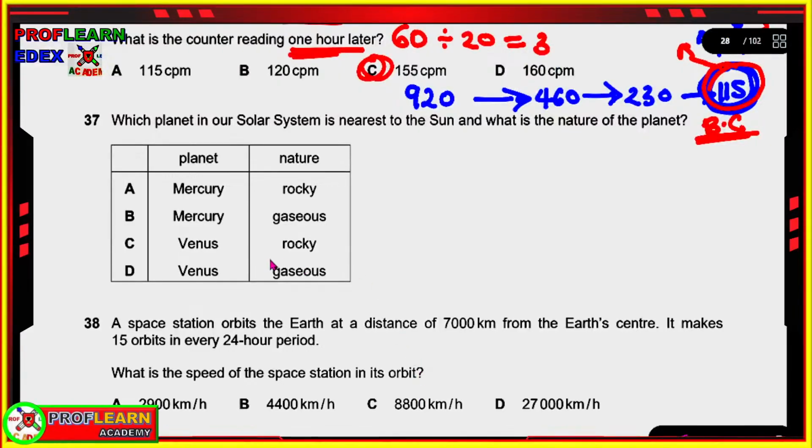Question number 37. Which planet in our solar system is nearest to the sun, and what is the nature of this planet? That is Mercury, and it's rocky. It's Mercury and rocky because it has high density because of very strong gravitational forces. Those stars which are very far, they are gaseous.